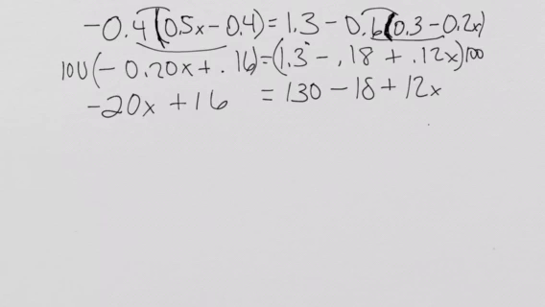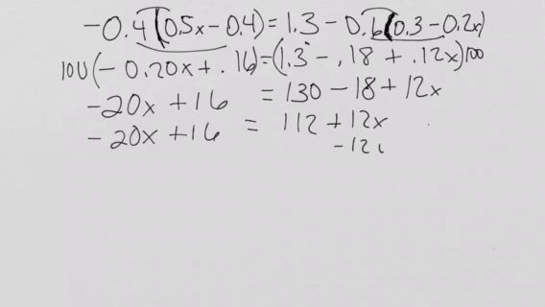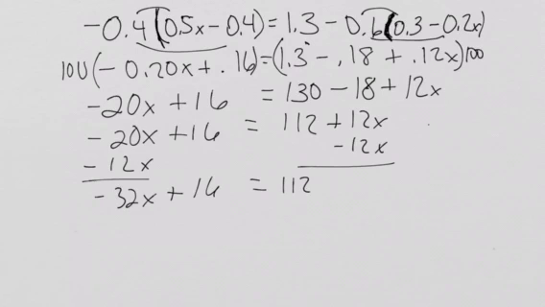And now we have a problem. All it has in it are whole numbers, so we can work this one fairly quickly. First thing I want to do is combine my like terms. Second thing, I need to collect all my terms on one side. So I'm going to subtract 12x from both sides and get negative 32x plus 16 equals 112.